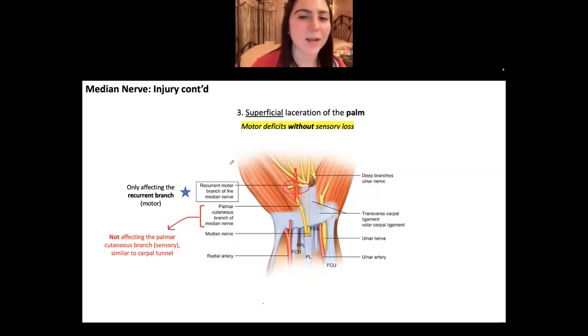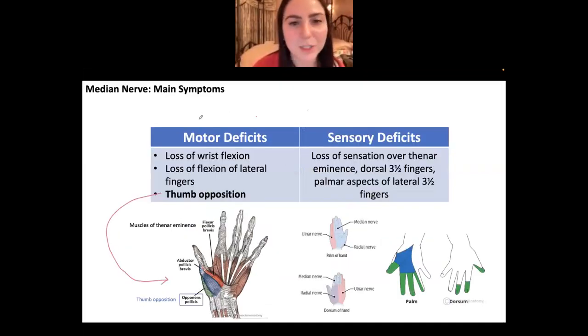It's weird because you have this loss of motor function that sounds like a median nerve injury, but then you have no loss of sensation. You're like, can that be median nerve if I have no loss of sensation? That's really weird. Yes, you can have that, if you hit specifically this recurrent branch, the motor branch of it. Super weird.